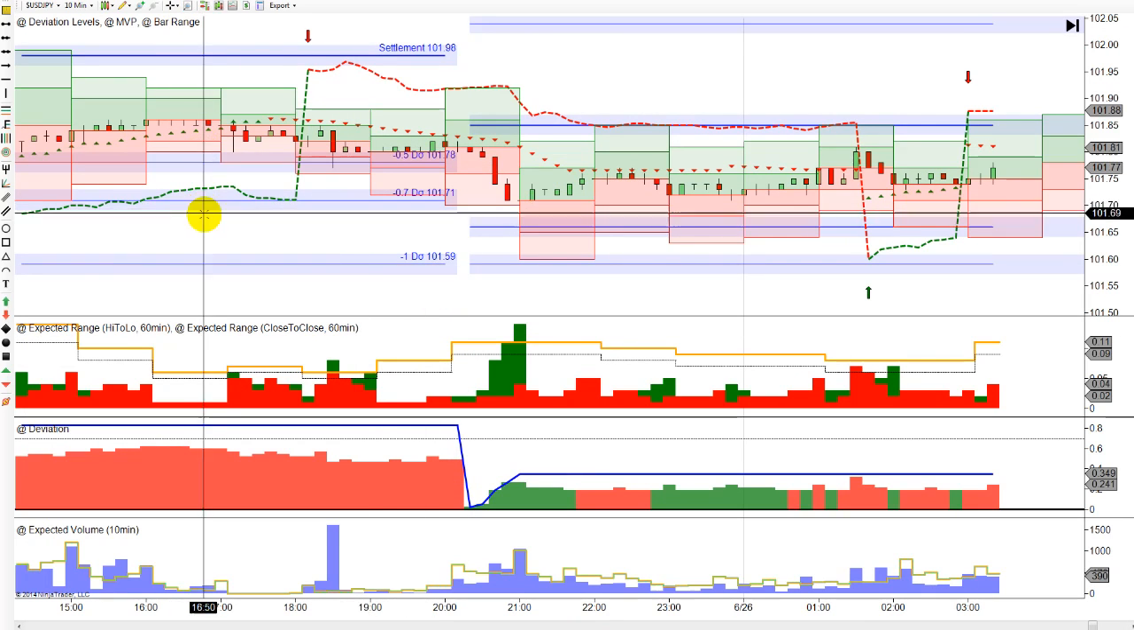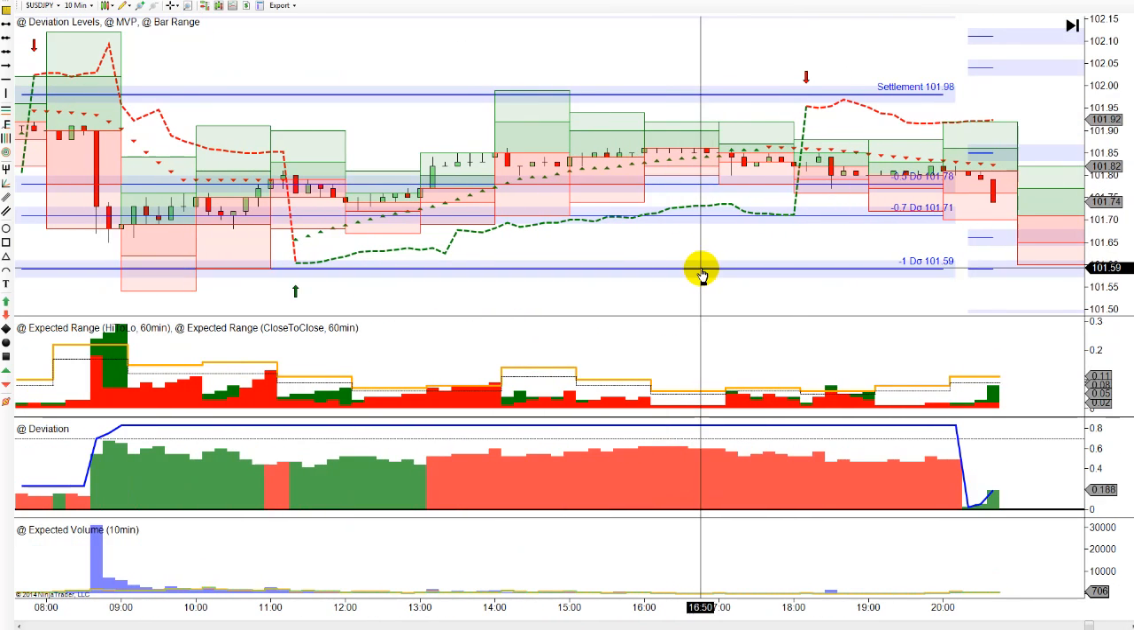All right, so I got one request. I'm going to wrap it up with this. Can you explain the MVP trade again? Yes, it's very simple.